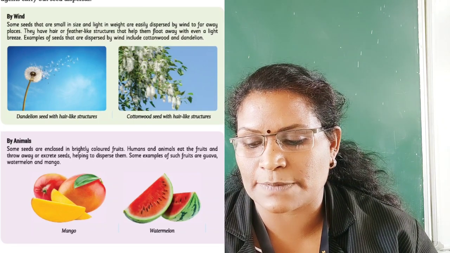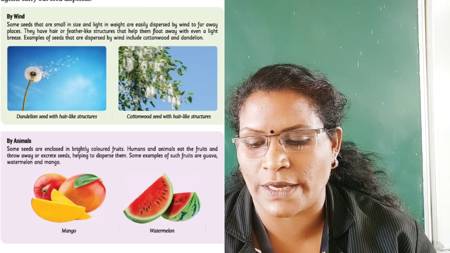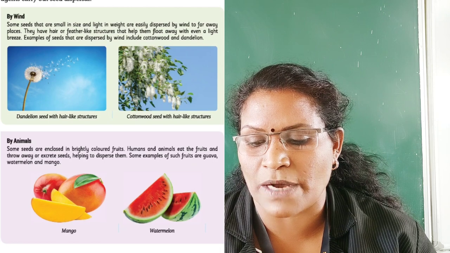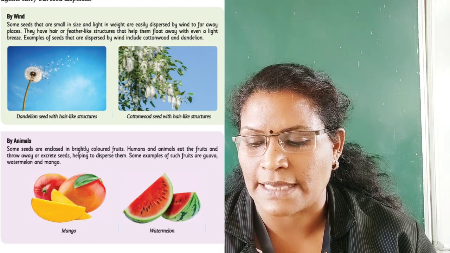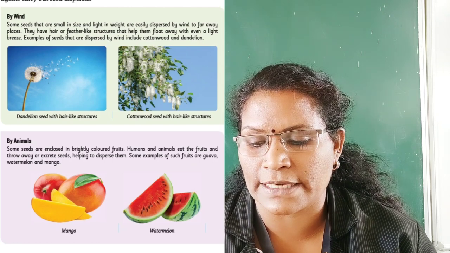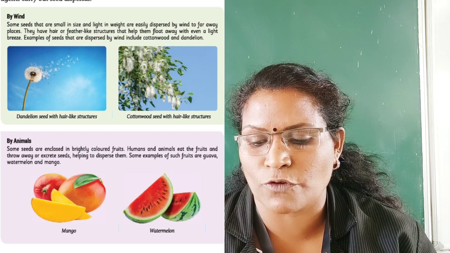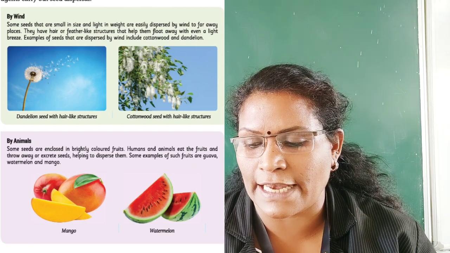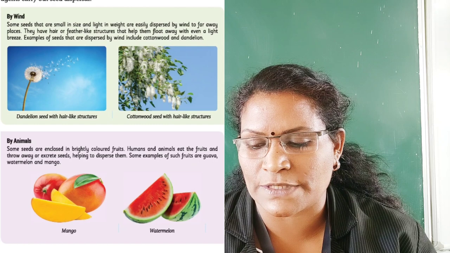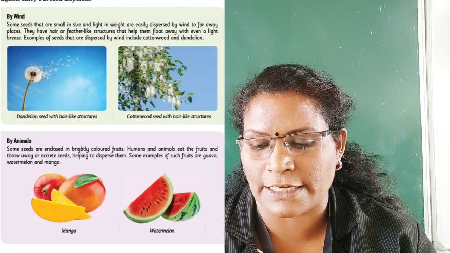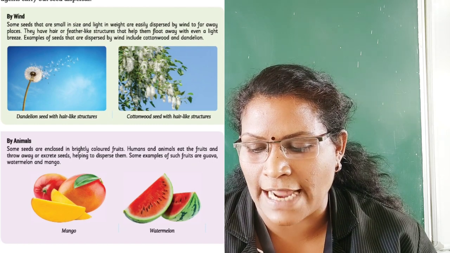Some seeds that are small in size and light in weight are easily dispersed by wind to far away places. They have hair or feather-like structures that help them float away with even a light breeze. Examples of seeds that are dispersed by wind include cottonwood and dandelion.